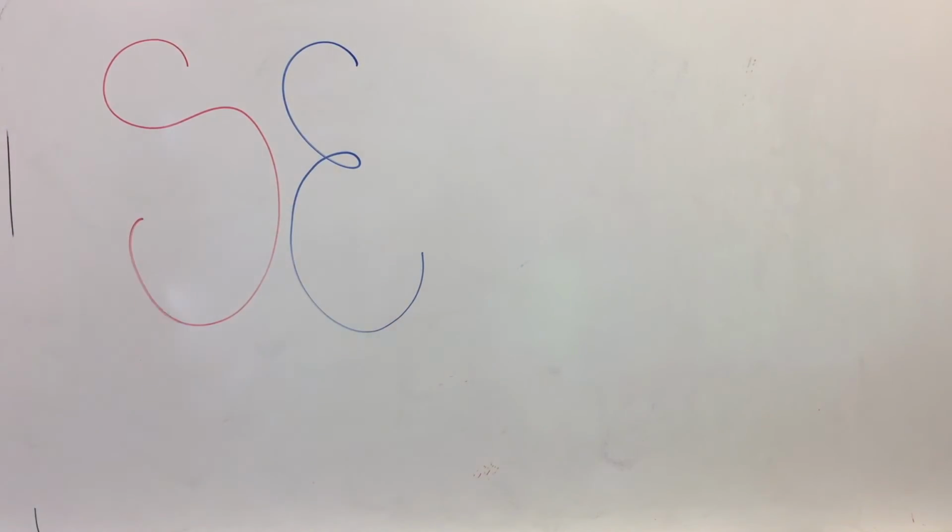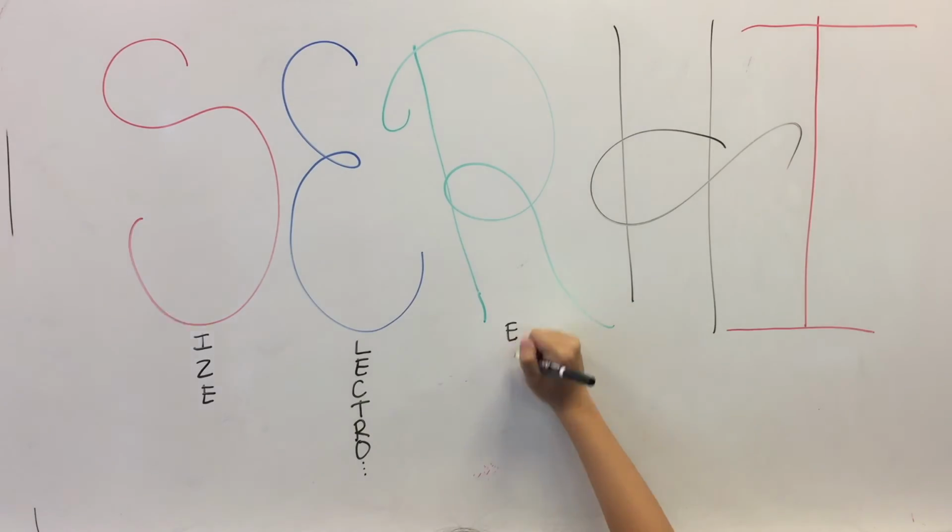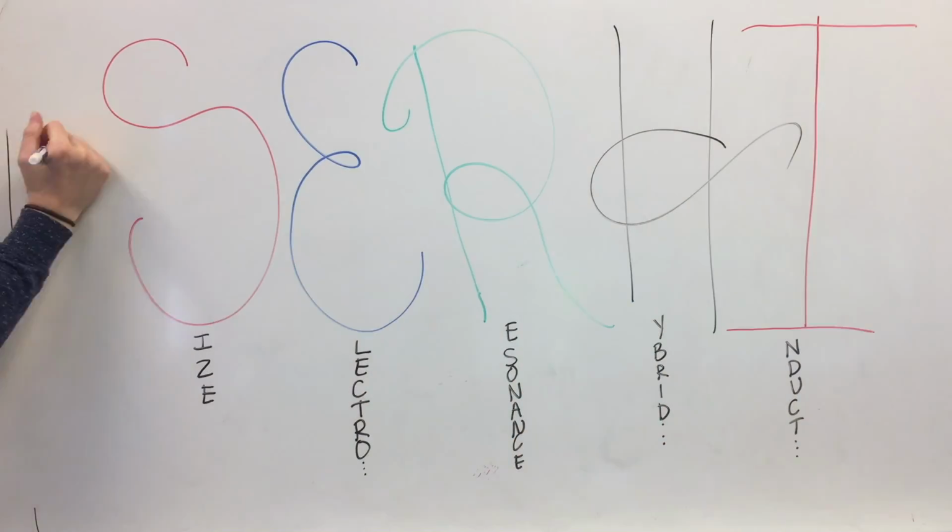To summarize, when we want to predict relative acid strength, we look at their conjugate bases and compare the relative base stabilities. We can use SERHI to predict base stability.